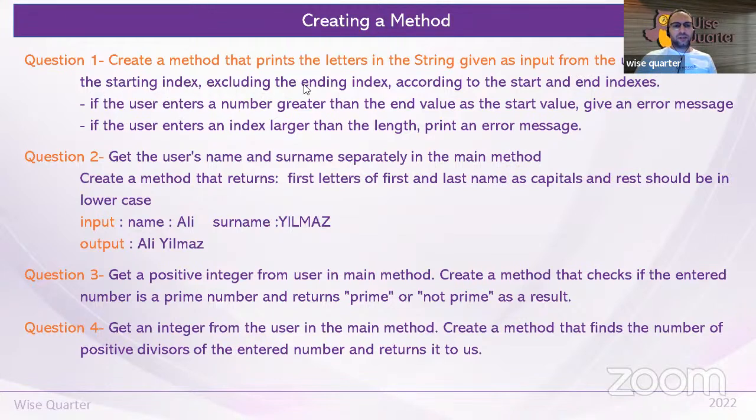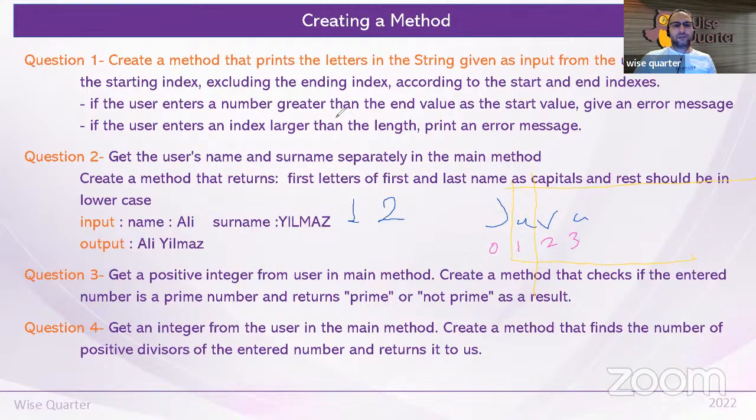Including the starting index, excluding the ending index. For example, when user enters Java, and let me write index structures, index numbers 0, 1, 2, 3. We will create a method, and it will act like this. For example, user will enter 1 and 2. Everything will start from 1. Ending value will be 2, exclusive. So it will only print A.